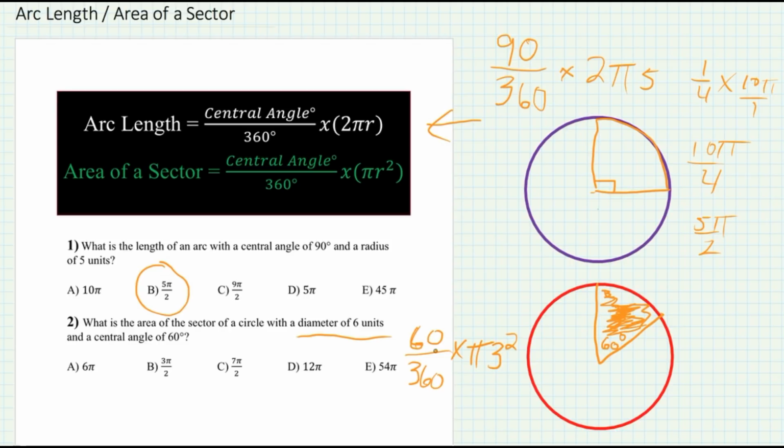So that is 60 divided by 360, which reduces to a nice 1/6. And it's 1/6 of 3 squared pi, which would be pi 9 or 9 pi. We multiply across again. 9 pi over 6. And that reduces to 3 pi over 2. Answer choice B.